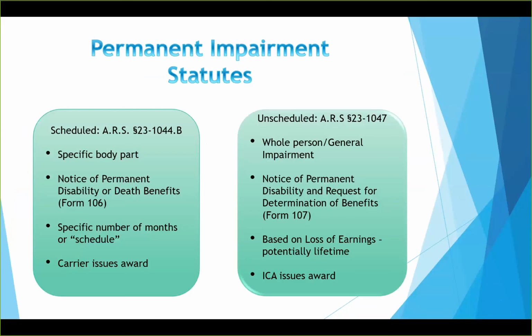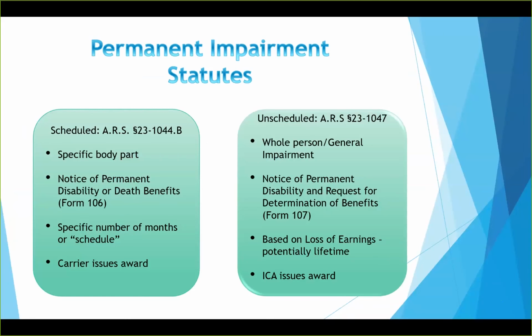Now, a scheduled injury statute is ARS 23-1044B. It's for a specific body part, going to be issued on what's commonly called the Form 106, the Notice of Permanent Disability or Death Benefits form. Only going to be awarded for a specific number of months, or scheduled months, and the carrier issues this award.